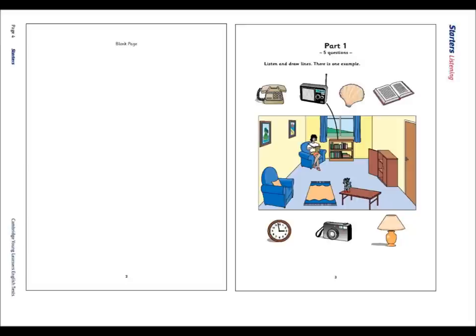4. Now the camera. Put it in the cupboard. Where? Put the camera in the cupboard. OK.